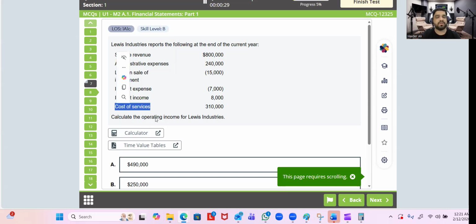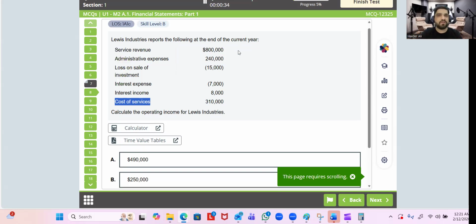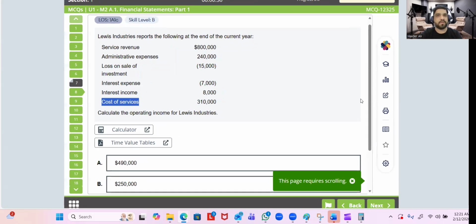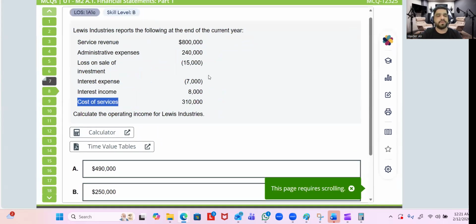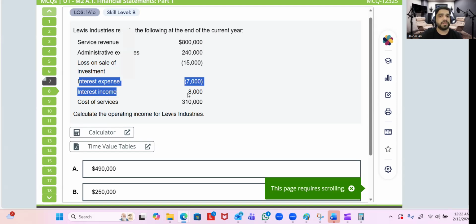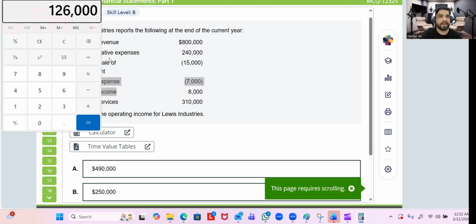Calculate the operating income. Yes, candidates, you need to be a little bit tricky for this question. They have given you some extra information in this question, and this extra information is technically trapping you. They're asking you just to calculate the operating income. Loss on sale of investment is other income, not operating income. Interest expense and interest income are other income and other expenses. So we need to do just one thing using our calculator.